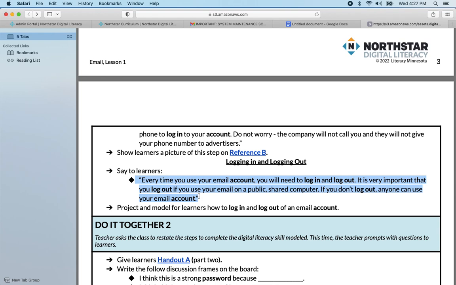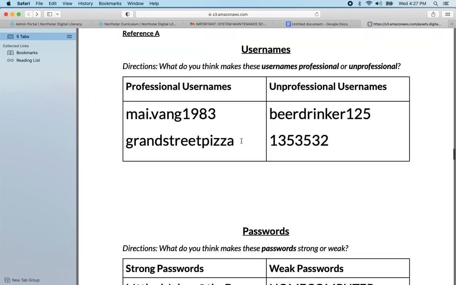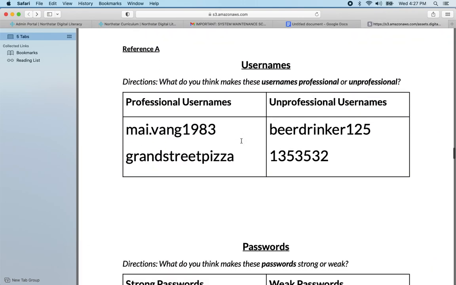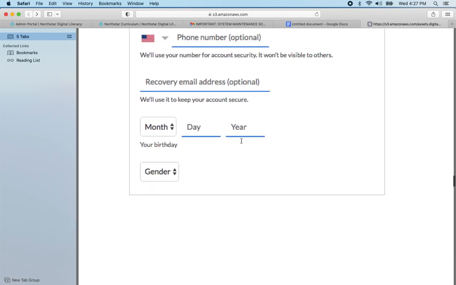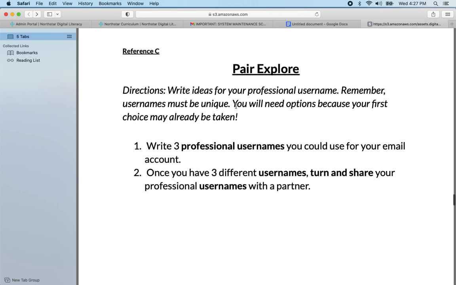Now I would like you to look at handout A. It looks like this. And discuss it. Then in pairs or in small groups, I would like you to look at reference C. Write down ideas for your professional username. Remember, usernames must be unique. You need options because your first choice may already be taken. Sometimes somebody else might have decided on your username a long time before you did.